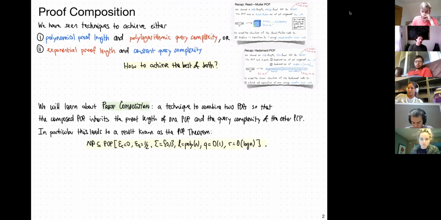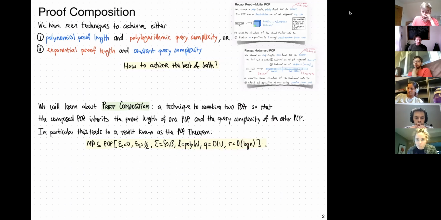Okay, and just to mention that this leads to an extremely important result, which is called the PCP theorem, which shows that every language in NP admits a PCP with the standard parameters: binary alphabet, soundness half, perfect completeness, of polynomial length and constant query complexity. And if you care, the randomness complexity is also logarithmic, of log n, which in particular would lead to this polynomial length.